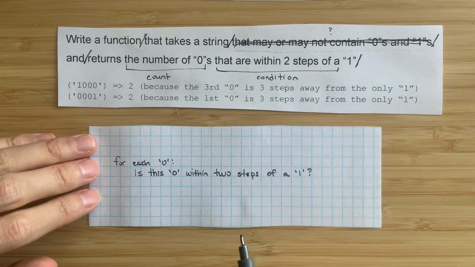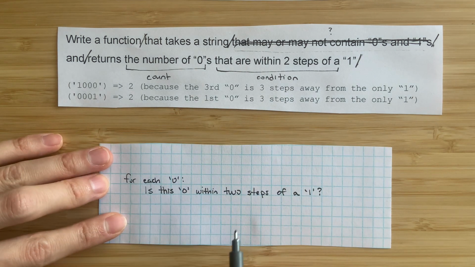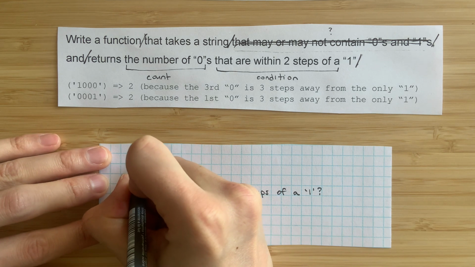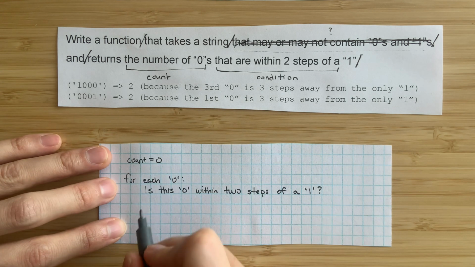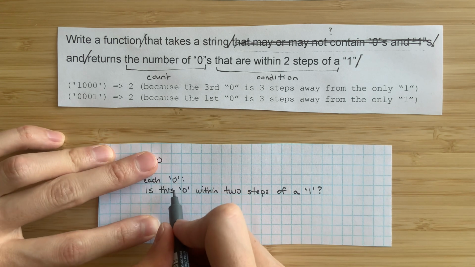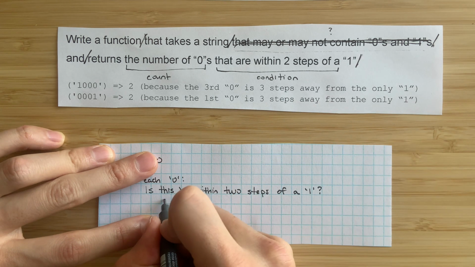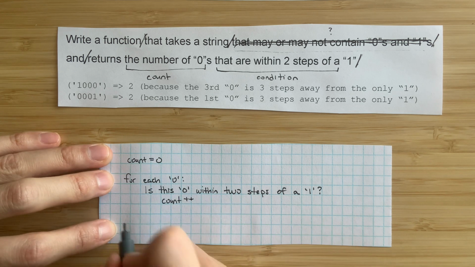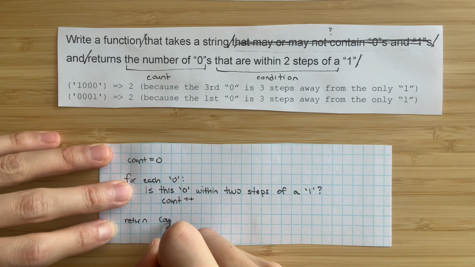I'm realizing now, too, that we basically are getting a strategy for free. This is something that might work. So let's go ahead and fill out the rest of the requirements. We need to have a count that starts at 0. Whenever we get to a 0 that fulfills this condition, then we want to increase that count by 1. And then finally, we return that count at the end.